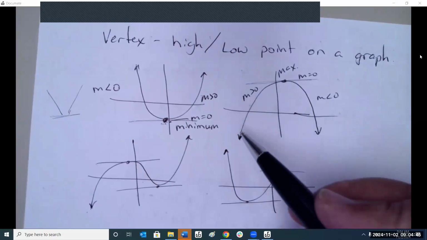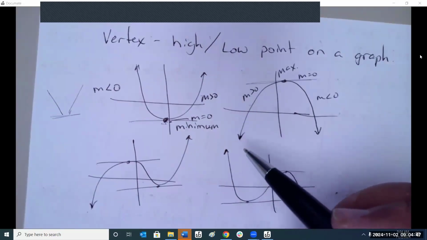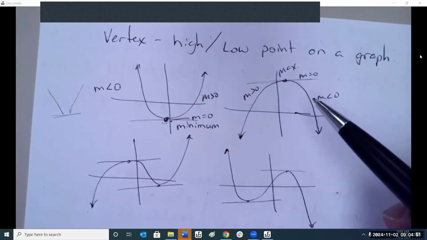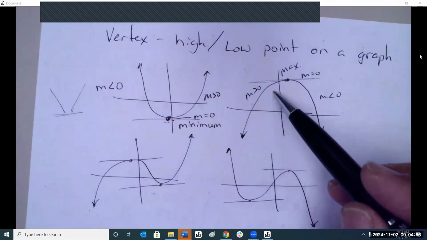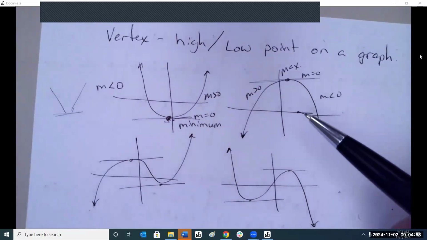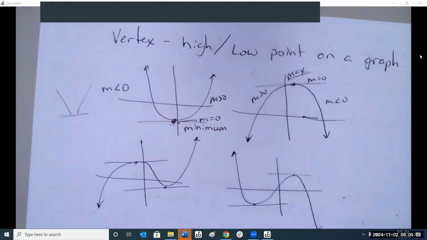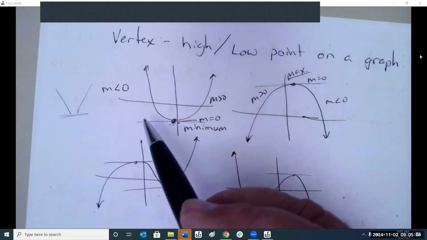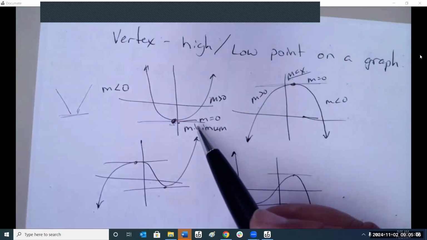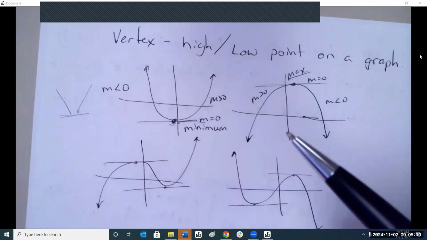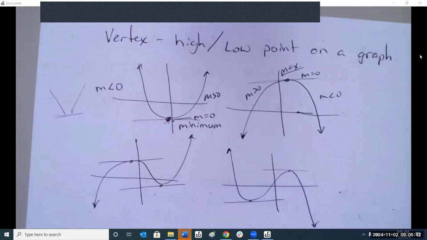Think about it. On the left-hand side, if the airplane's going up and then starts going down, is it at the high point or is it the low point? If it's going up and then starts going down, is it at the highest or lowest point? It's the highest point, so that's a maximum. If it's going down, then starts going up, is it at the highest or lowest point? Lowest point. So look at it that way.